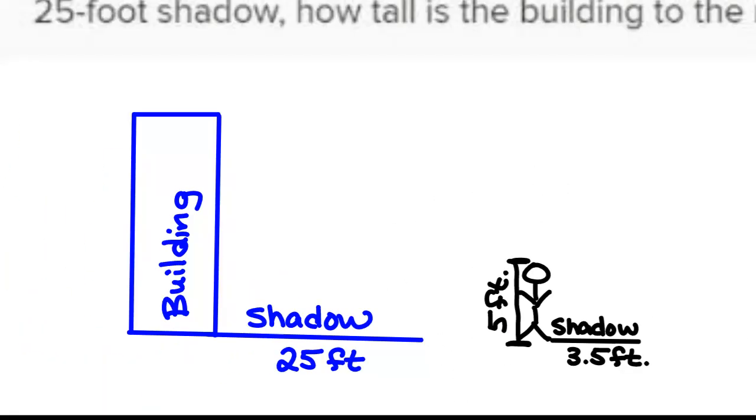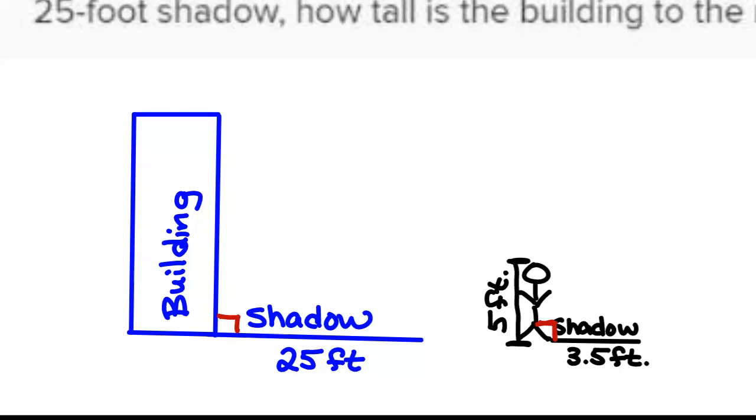Fantastic. And now think about how the person and the ground, or how the building and the ground are situated against each other. If I were to ask you what kind of an angle is created right here between the building and the ground, or between the person and the ground, what kind of an angle would that be? It'd be a right angle, assuming we're on level ground, which is a pretty reasonable assumption here. So we have a right angle here.